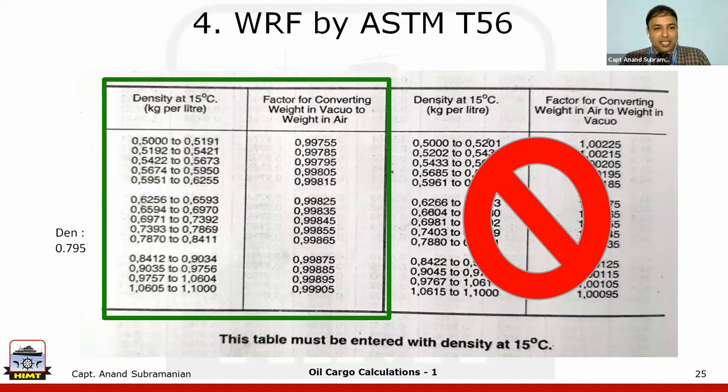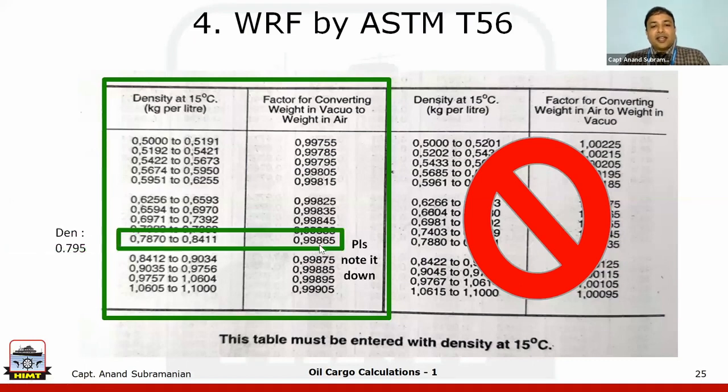So we look at this table over here on the left hand side. 865. Yeah, so the table, this thing comes in over here. So this 0.795 lies between these two figures. And so the number is 0.99865. Again, please note it down because we'll be doing one more simple example, simple corrections to find out what is the mass of the oil.